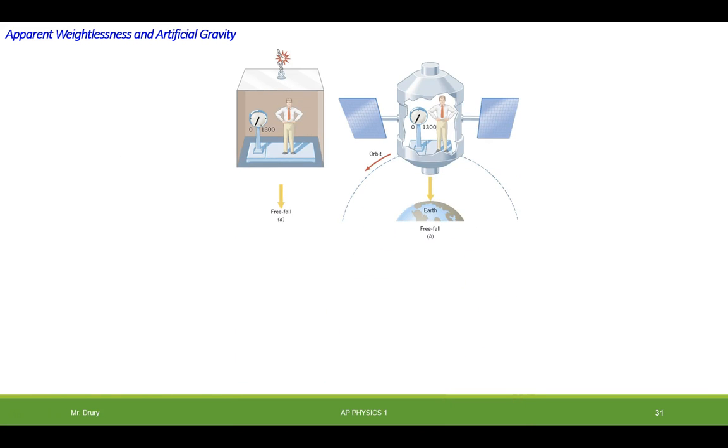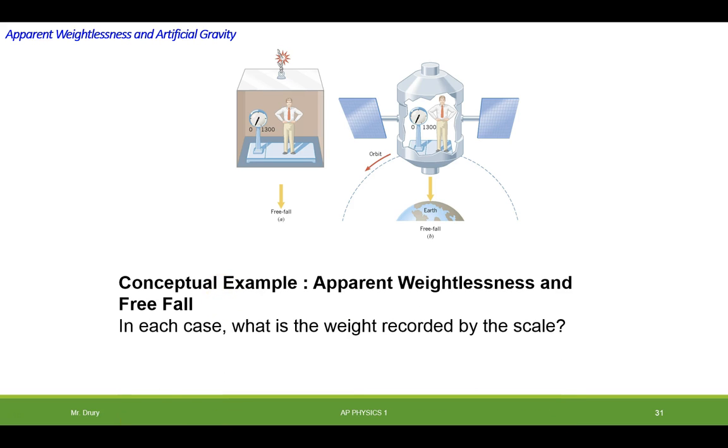All right, now I'd like to talk about weightlessness and artificial gravity on satellites. We know that if you're in an elevator car and the cable snaps and you're standing on a scale, the scale will read 0 because you're in free fall. But what would the scale read if you were in the space station in orbit and you stood on the scale? The answer is they would both weigh 0 because they're both in free fall.